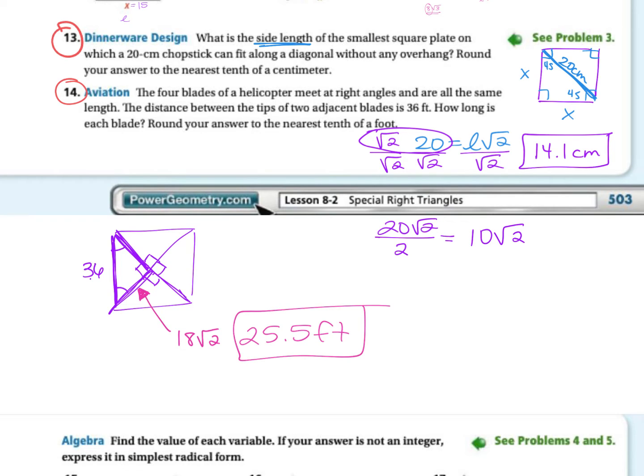feet. Okay? Do we always round to the nearest tenth? Typically it's nearest tenth, but you just pay attention to what they tell you to round to.